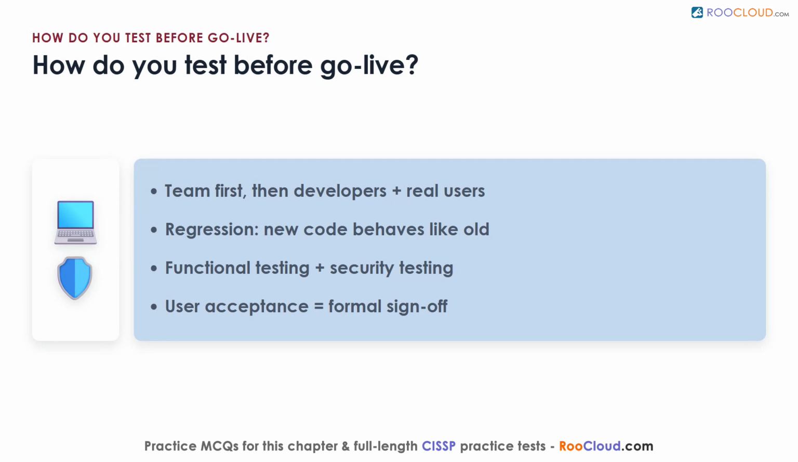slip through. When everyone is satisfied, users perform acceptance testing, formally agreeing the software meets their needs and is ready for production. Keep the written test plan and results as permanent records. Think of it as a test drive on a closed course before the car is ever sold.